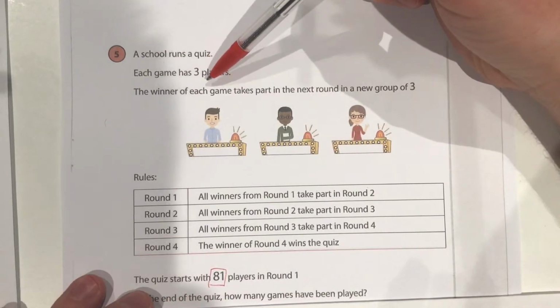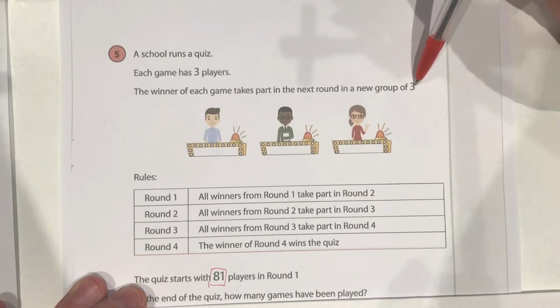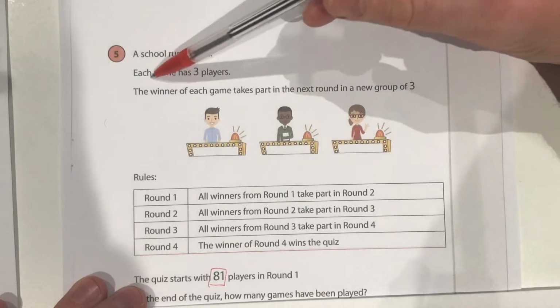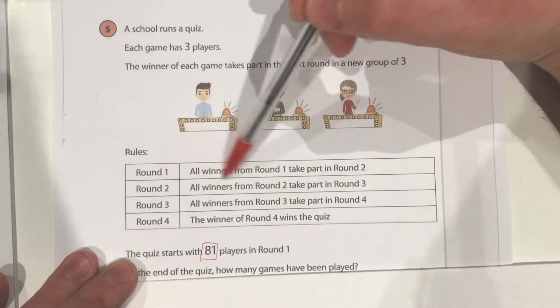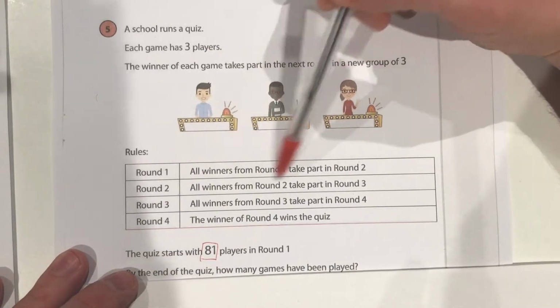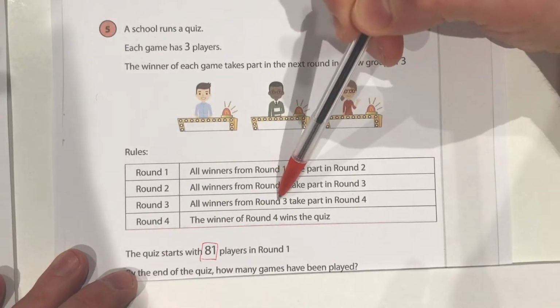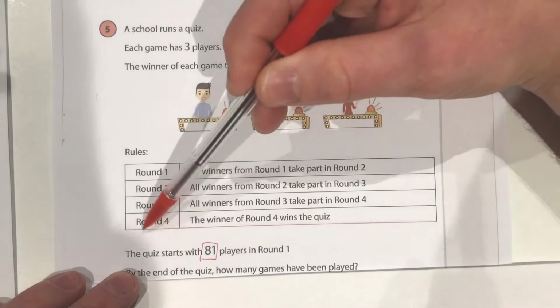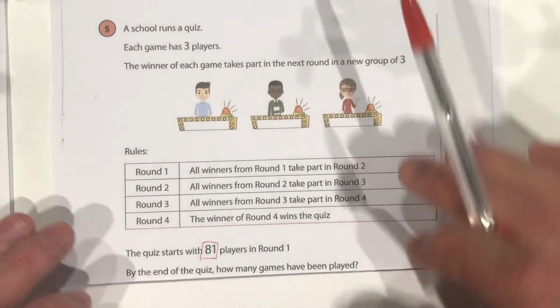Each game has 3 players. The winner of each game takes part in the next round in a new group of 3. So every single game we know is going to have 3 people involved in. Here it breaks it down for you. Round 1, obviously if you win, you go through to round 2, then the same there, the same there. So hopefully in round 4, there'll only be 3 players left. So let's try and figure out how that's going to work.